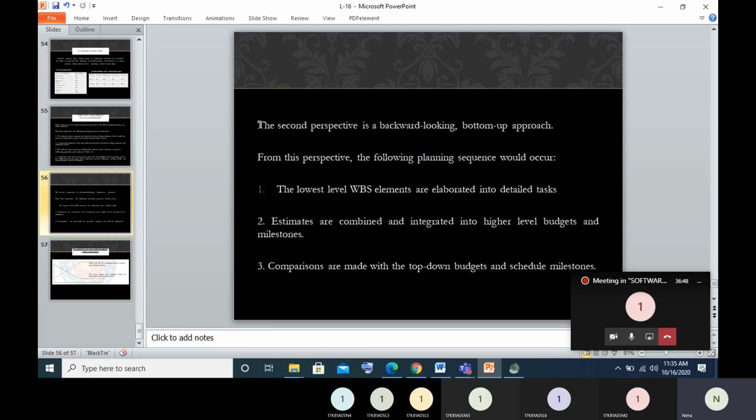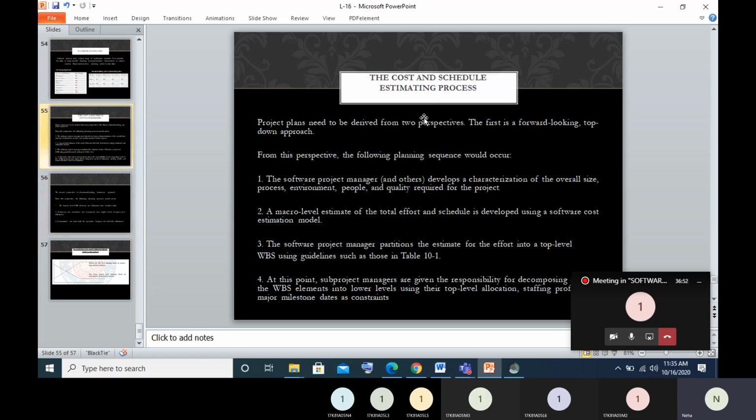From your exam perspective, this question can come up in direct form: the cost and schedule estimation process. They can ask you directly to discuss the two approaches or two perspectives of estimation of budget and schedule. So till now, if you have any queries related to these topics, you can ask me.